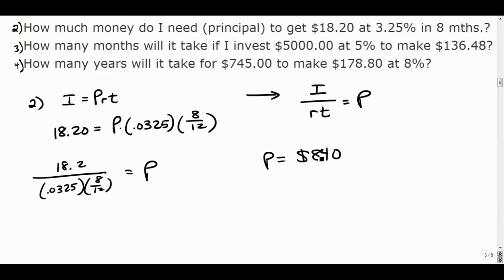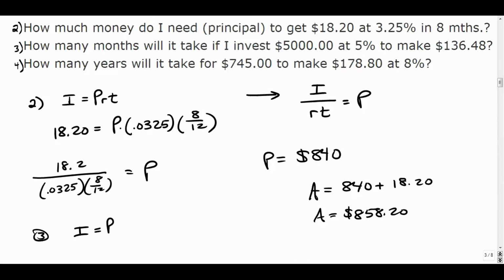So what that means is my initial account started with $840 in it. That's how much I deposited initially. And after 8 months, at 3.25%, I accrued this much interest. So my ending account balance is $840 plus $18.20. So that's $858.20. And that might not seem like a lot, but keeping in mind it was only 8 months, so it's pretty good.